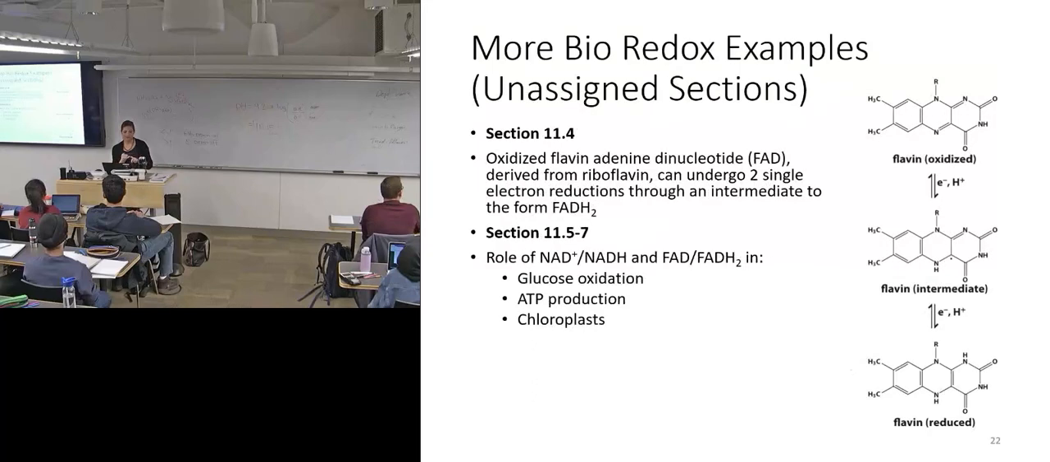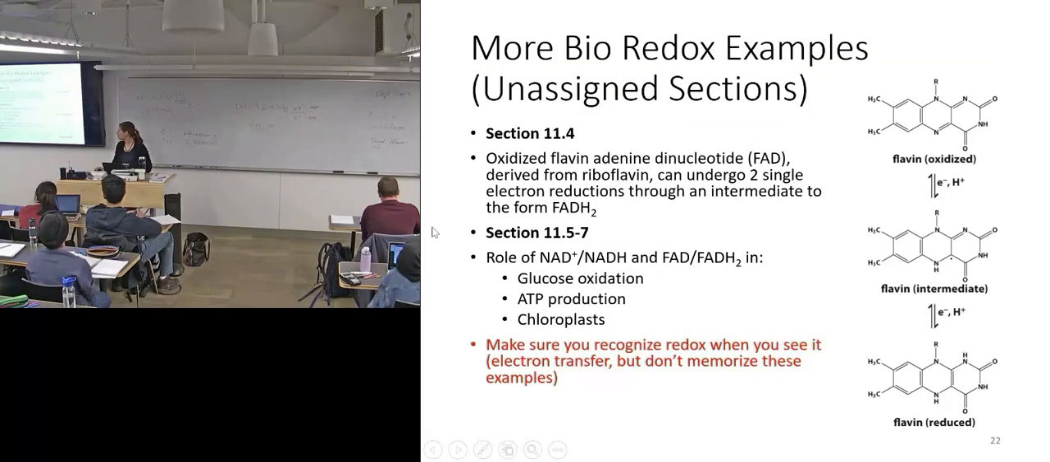All right. And then sections 5 to 7 talk about the role of both NAD and FAD in a couple different things: glucose oxidation, ATP production in the mitochondria, and in chloroplasts. I don't want you to memorize any of those. The whole citric acid cycle and all of that jazz, that's what biochem is for. That's why you get to take it. Yay. I don't want to do it here. But like I said, make sure that you would recognize a redox reaction if you saw it. Okay? You would recognize an electron transfer.